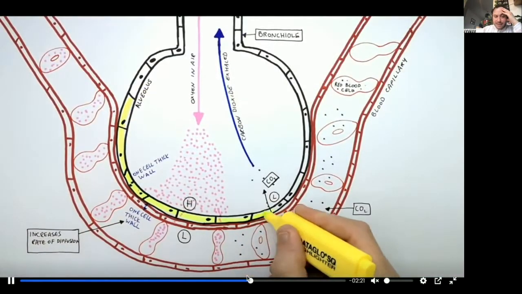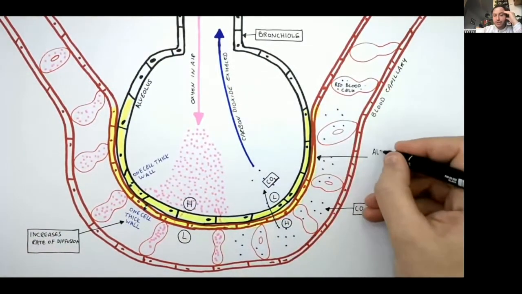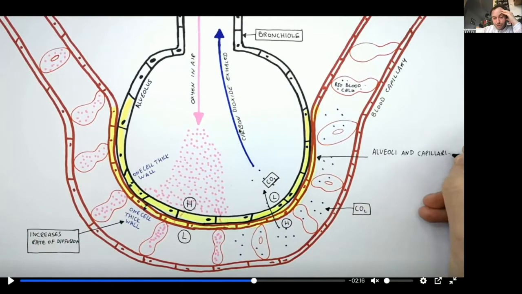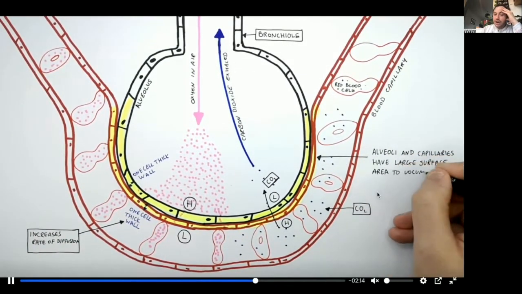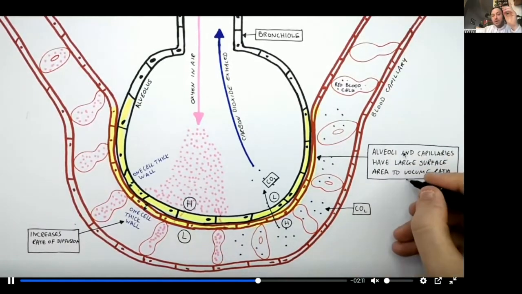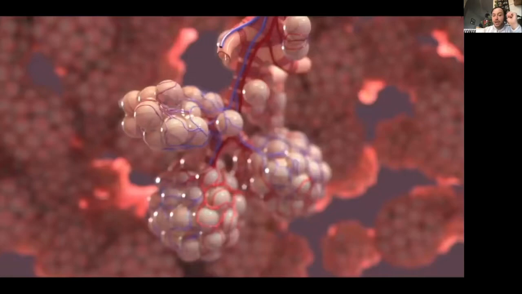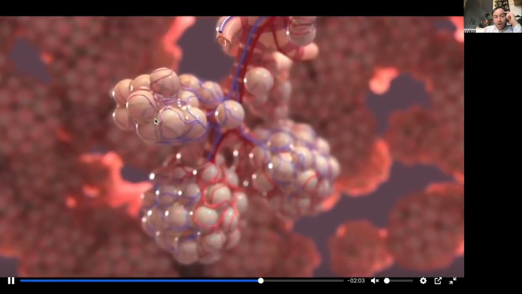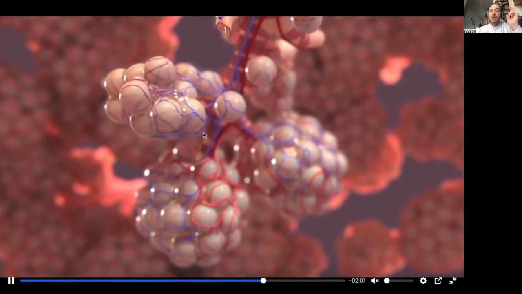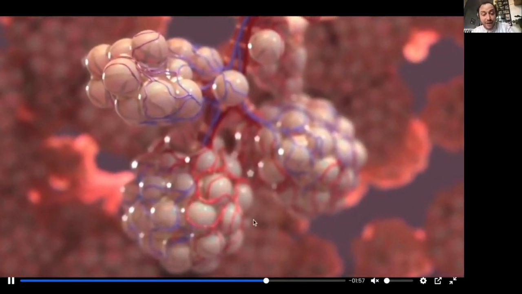What we've got here, remember, is a one cell thick wall to reduce the diffusion pathway. They've got a large surface area. Remember that. Large surface area to increase the rate of diffusion. So look here, how big the surface area is. So not only do they have a one cell thick wall, they've got a large diffusion area, a large surface area.